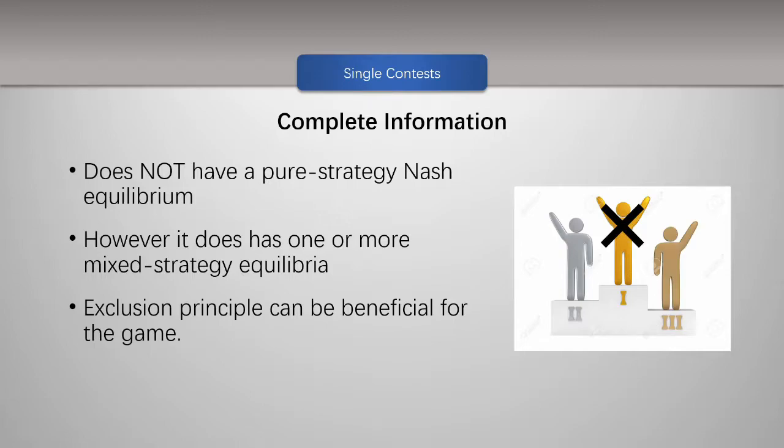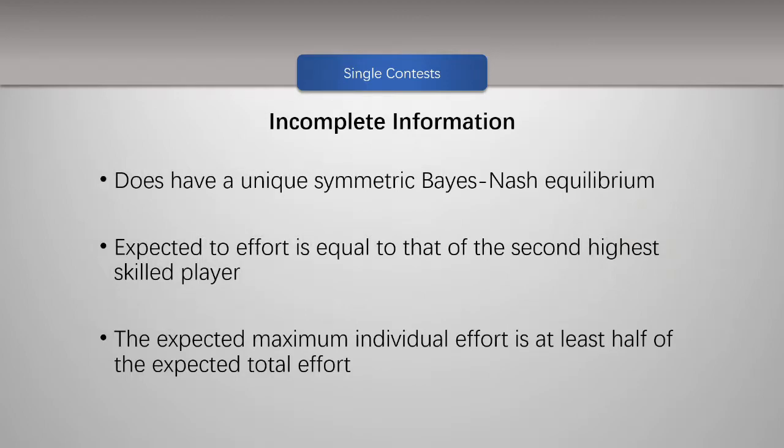A game with incomplete information has a unique symmetric Bayes-Nash equilibrium, in which players play identical strategies. The expected total effort is equal to the expected value of the second highest skilled player. Interestingly, the expected maximum individual effort is at least half of the expected total effort.